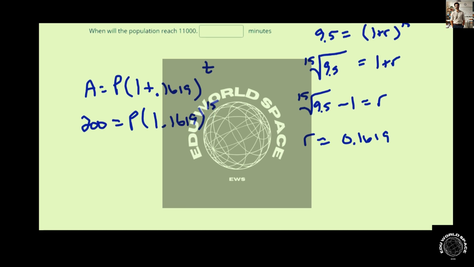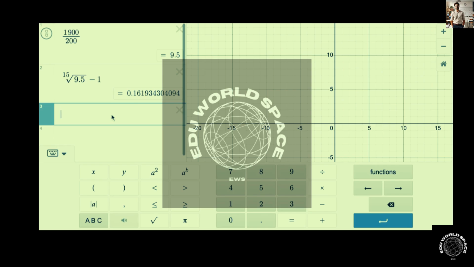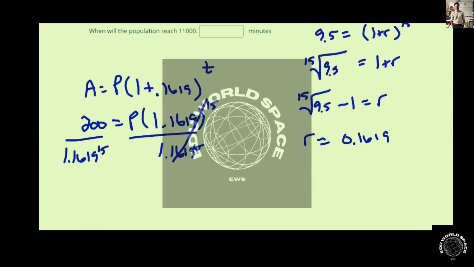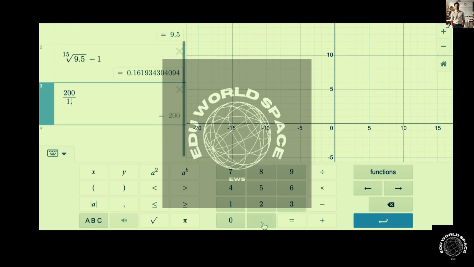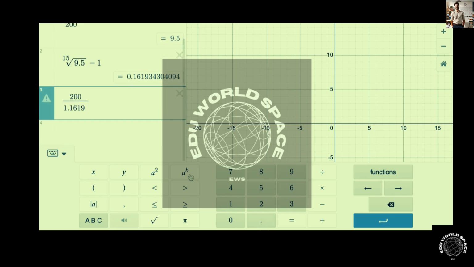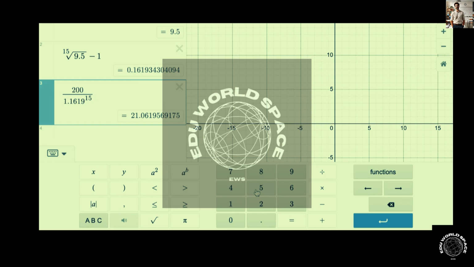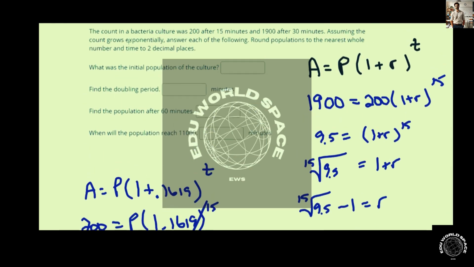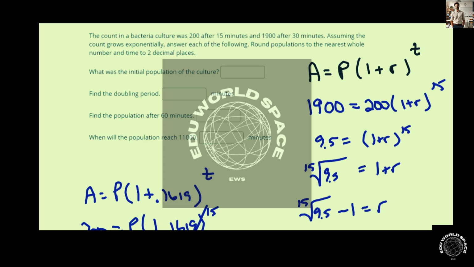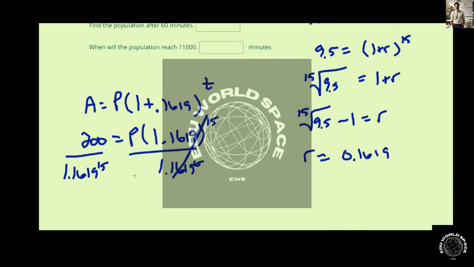So you would divide 200 by 1.1619 to the 15th, and 200 divided by 1.1619 to the 15th is, we'll say 21, because that's a population. So the initial population should have been 21.